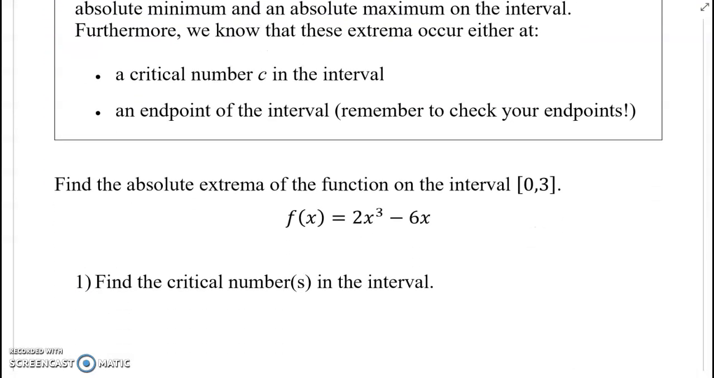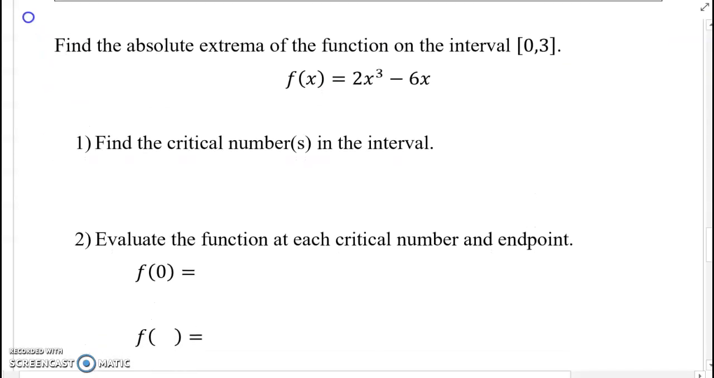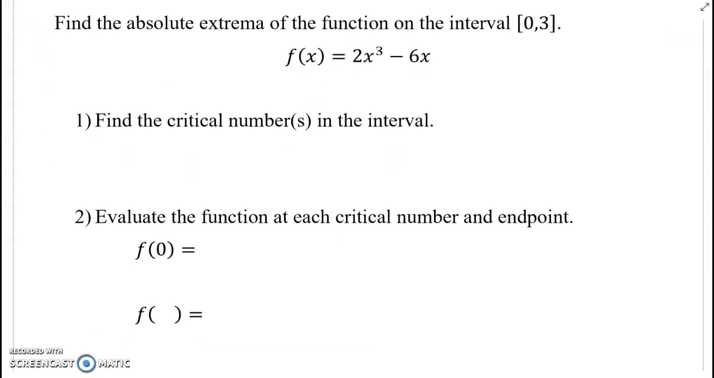All right, so let's see if we can figure out how this works with this particular function. We are going to try to find the extrema of the function f of x on the interval 0 to 3. We know that there will be an absolute maximum. We know there will be an absolute minimum because we know that this function is continuous. This function is continuous because all polynomial functions are continuous.